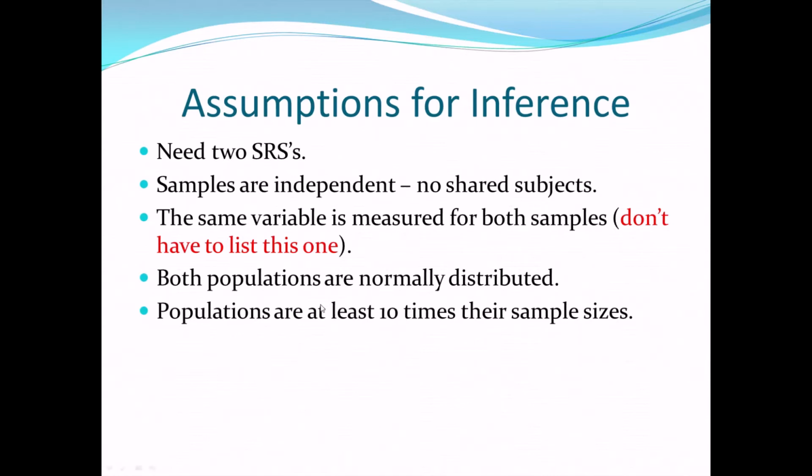And then for the last one, populations are at least 10 times their sample sizes. Note the plural. So you have a plural for this one and you have a plural for this one. Here we're going to just say normality of the sampling distribution, which is made from two populations.